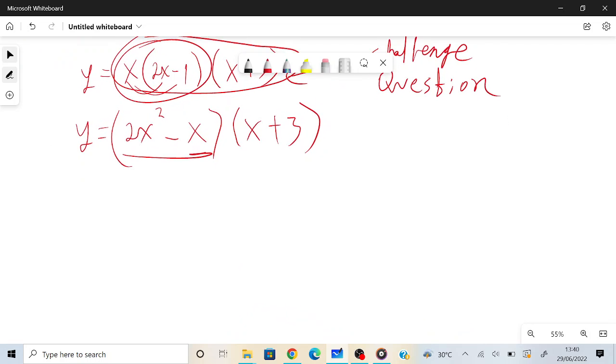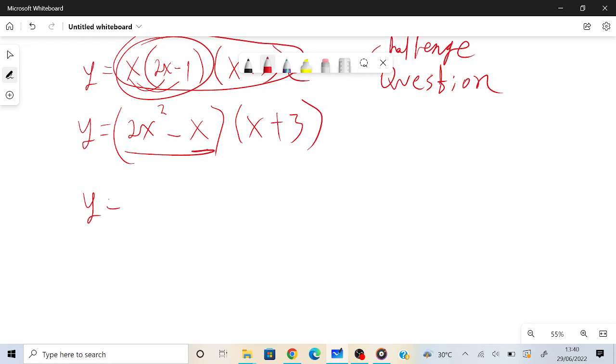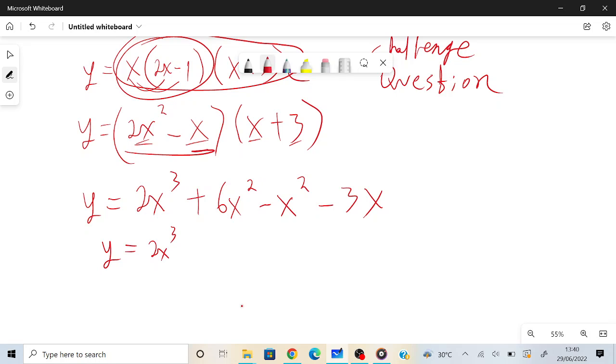So now I need to multiply these two out, so I will now have y equals 2x cubed, because 2x squared times x gives 2x cubed, 2x squared times 3 gives me plus 6x squared, minus x times x gives me minus x squared, and minus x times 3 gives me minus 3x. And collecting my like terms, I know this is y equals 2x cubed plus 6x squared minus x squared, that is plus 5x squared, and then there is a minus 3x.